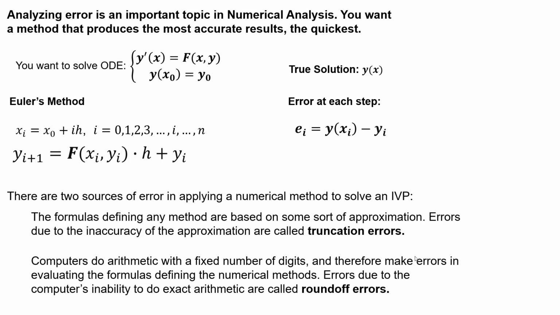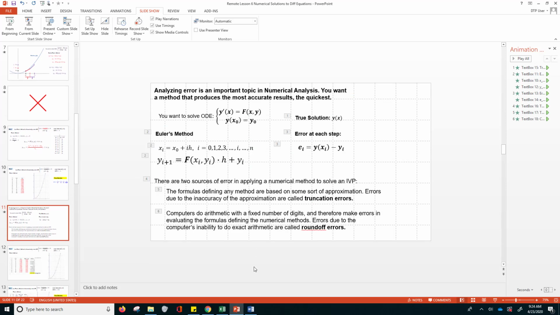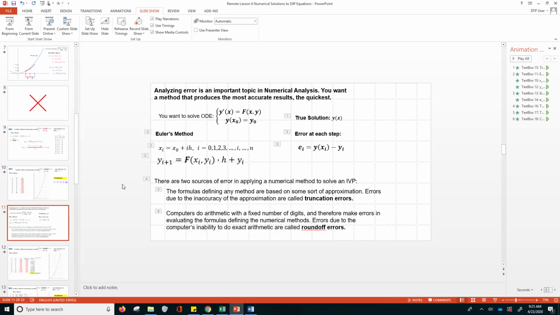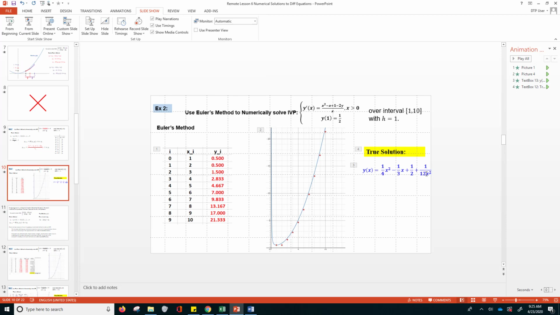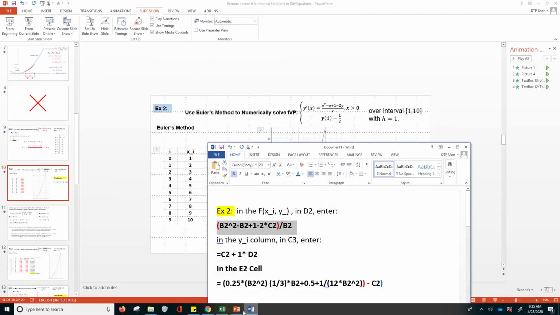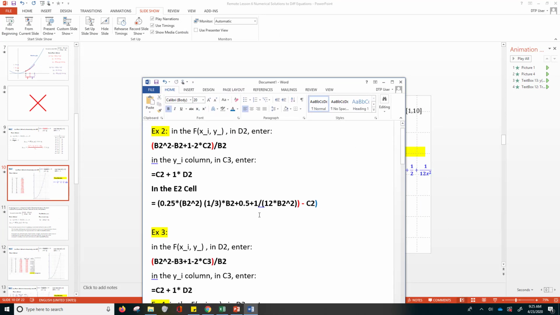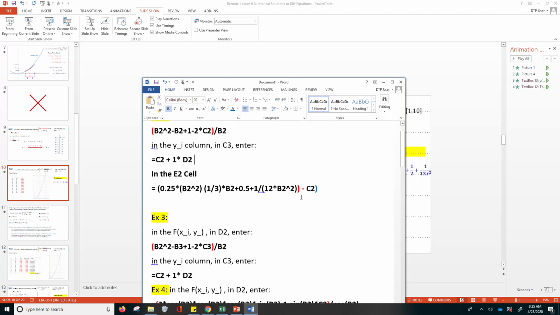All right, so I'm going to calculate the error for my first numerical method. I'm going to call the last column error sub i. What is an error? Do you remember what the true solution is? 1/4 x squared minus 1/3 x plus this plus this. Okay, so this is the true solution.